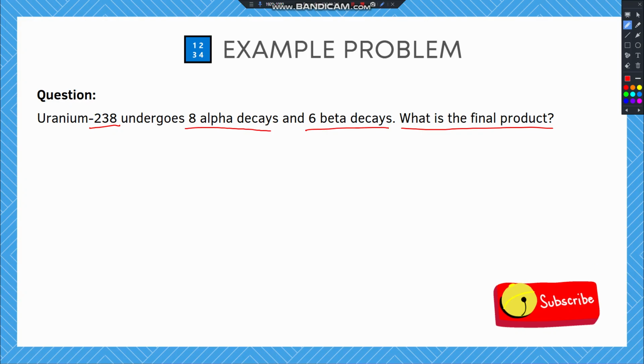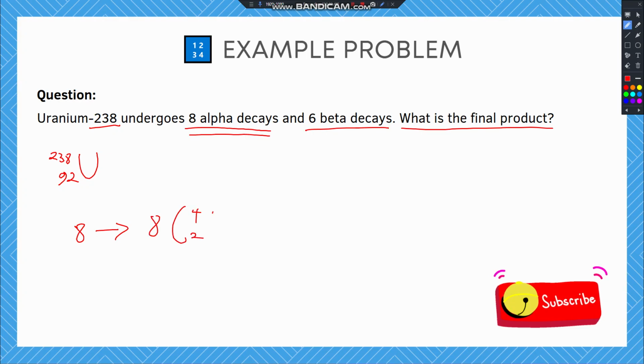So step number 1, we write the symbol of the parent nucleus, which is uranium. It has a mass number of 238 and an atomic number of 92. Now that we have it, let's deal with each set of decays one after the other. So we have 8 alpha decays. 8 alpha decays simply tells us that we have 8 alpha particles that have been released. And one alpha particle has a mass number of 4 and an atomic number of 2.